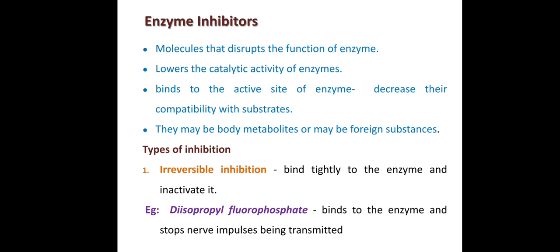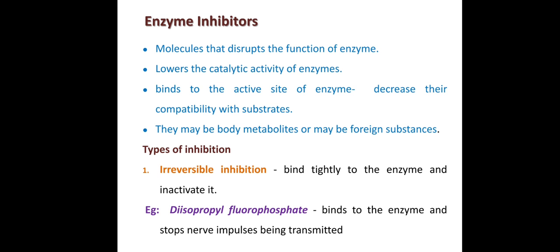Diisopropyl fluorophosphate, DFP, is actually a nerve gas, and it was developed by Germans during the Second World War. This can bind with the serine residue. Serine is an amino acid of enzymes, particularly enzymes like acetylcholine esterase, which are involved in muscle activity. When this binds to the serine residue at the active site, the acetylcholine esterase enzyme is inactivated. This will result in paralysis of the body. That's how this gas was used by the Germans during the World War.